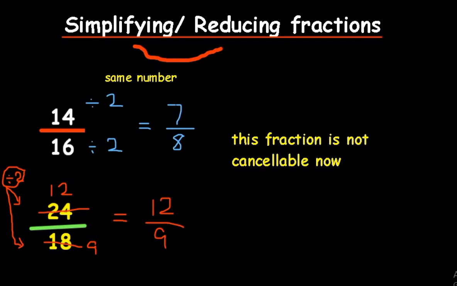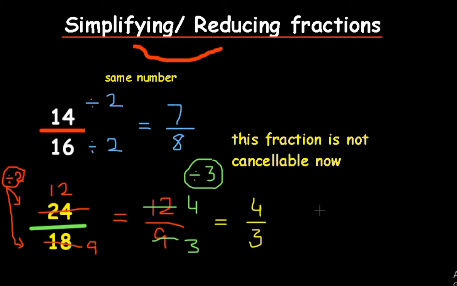But now I see that this fraction is further cancelable, I can simplify, I can reduce it. With which number? So now I know that 12 is cancelable by 3 and 9 is also cancelable by 3. So 3 how many times is 12? 3 4s are 12 and 3 3s are 9. So now my reduced fraction is 4/3.